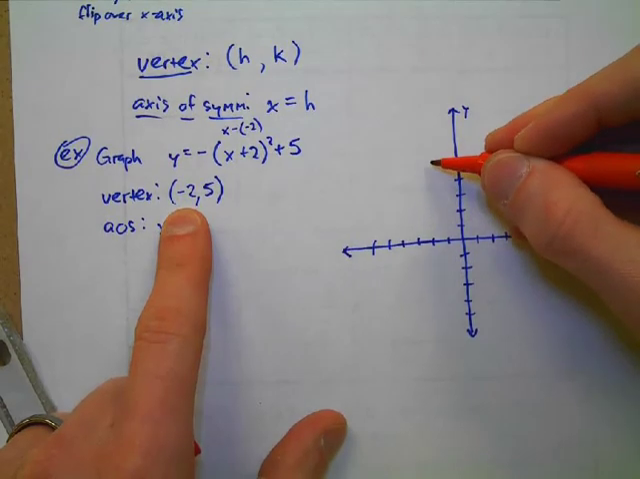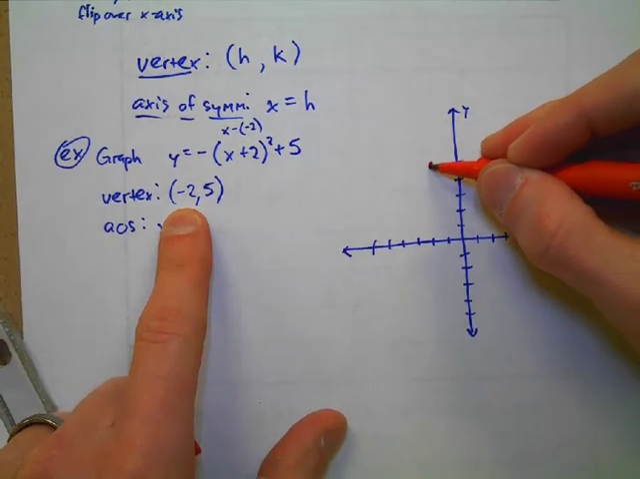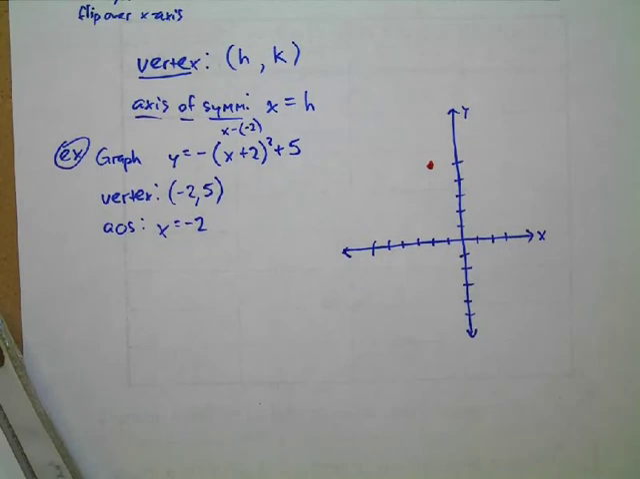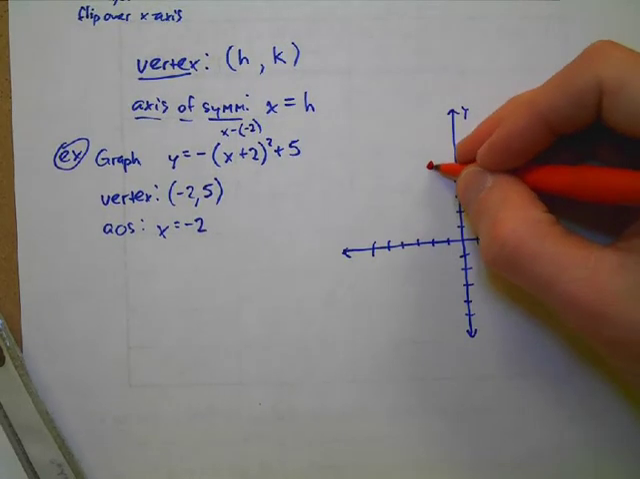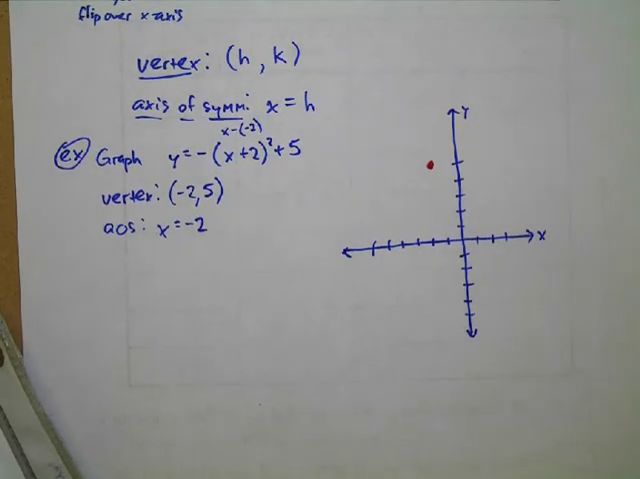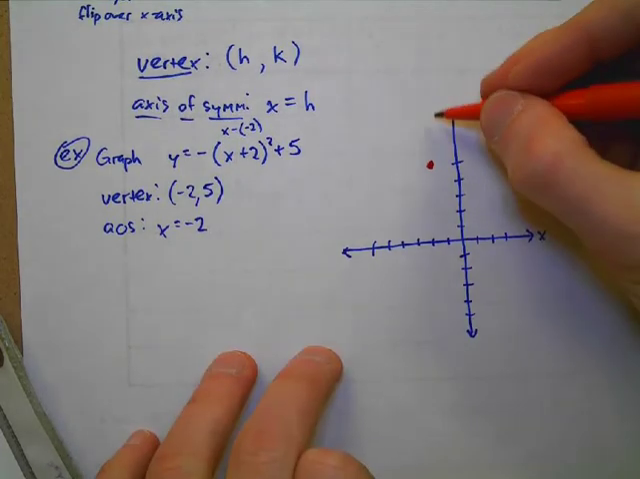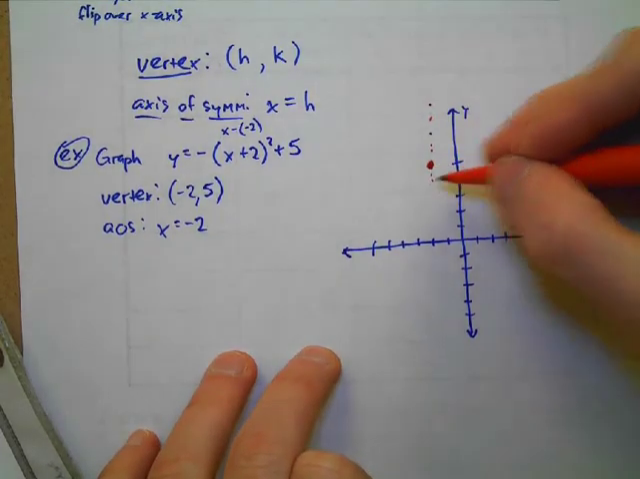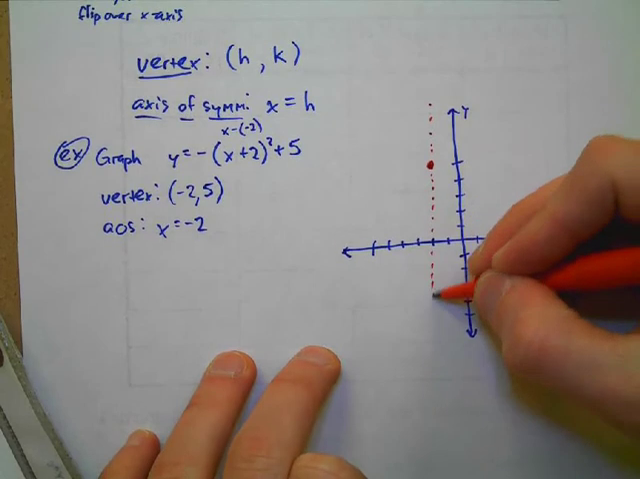Okay. So let's plot that vertex, negative 2, 5. So negative 2, 1, 2, 3, 4, 5. I guess I can draw the axis of symmetry if you want to here. Do this.